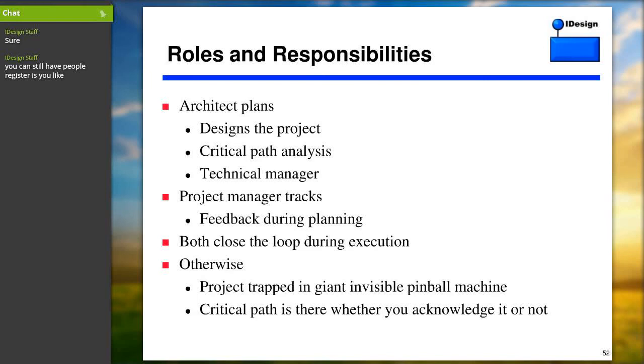Project managers need to track the project. Once the project is approved, they need to actually keep tracking it and keeping it on track and changing the levels of control to keep it on the plan. During execution, when things change, both the architect and the project manager must close the loop and put it back on a good track. Typically, it means another mini iteration of project design.